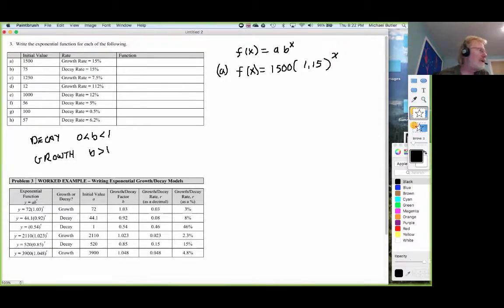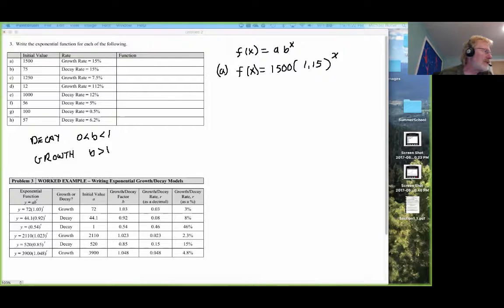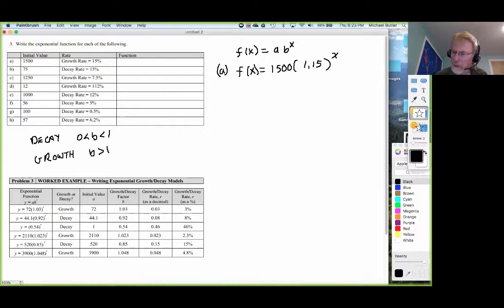Okay, so if you take a look, the first thing they want you to do is determine whether it is growth or decay. So look at the first one here. They want us to determine is this growth or decay? And the model they're giving us is y = 72 times 1.03 to the t.